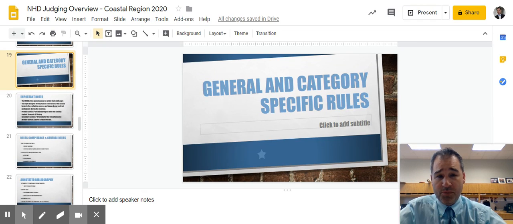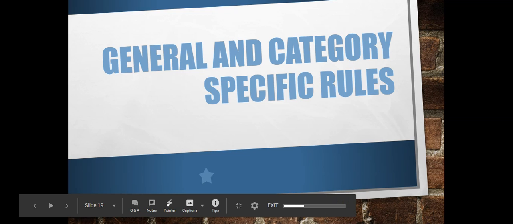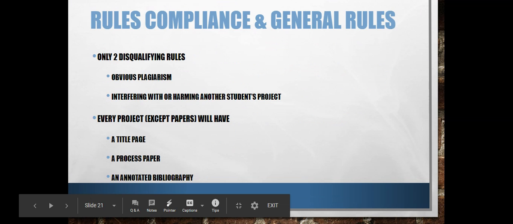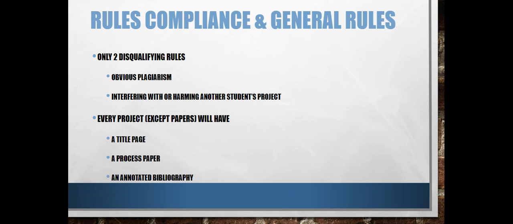The statement on general rules compliance is that there really are only two things that will get a project disqualified. The first is obvious plagiarism. If this is the case, mark it on your notes and let me know about it, and the state director and myself will take care of that. If you suspect plagiarism, then let us know. The other thing that could disqualify a student would be interfering with or harming another student's project.